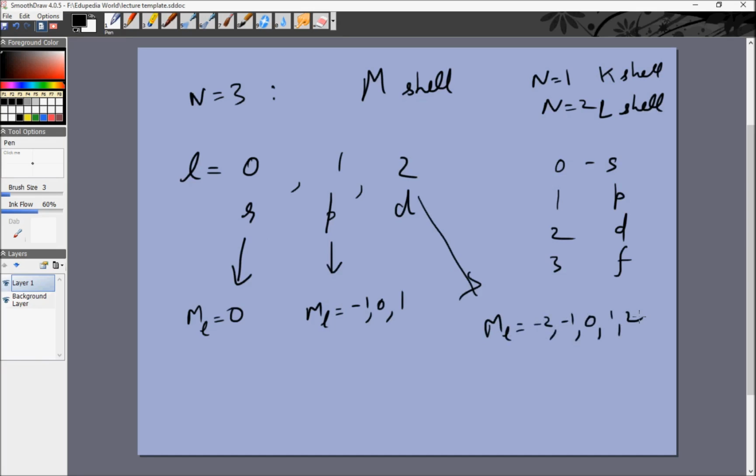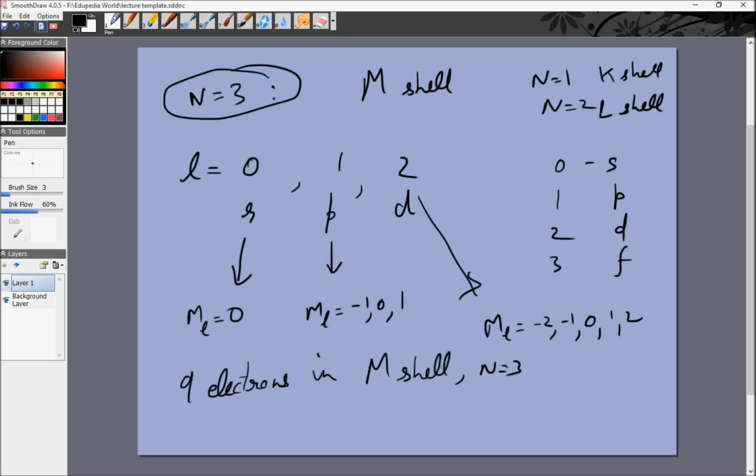Right. So let's count the total number of electrons that can occupy the N is equal to 3 shell. 1 electron here, 3 electrons here, 5 electrons here. So we have a total of 9 electrons in the M shell, or in N is equal to 3. Similarly, if we had N is equal to 2, you can verify it at home. If you have N is equal to 2, then D won't be there, it will be just these, and you'll have 4 electrons in the L shell. And you can only have 1 electron in the K shell.